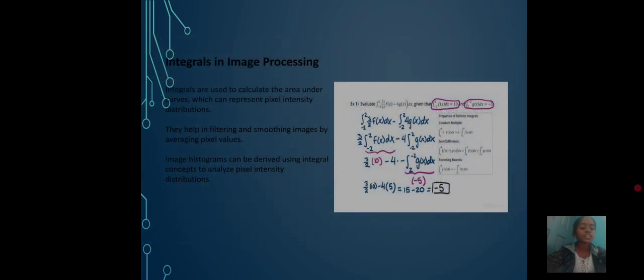Let's move into the next slide, that is the role of integrals in image processing. Integrals are used to calculate the area under curves, which can represent the visual intensity distribution. They help in filtering and smoothing images by averaging pixel values. Here, pixel value is a single number that represents the brightness of the pixel. Image histograms can be derived using integral concepts to analyze the visual intensity distribution.